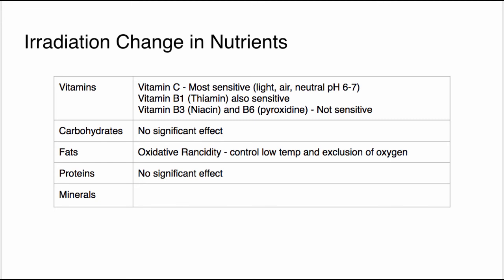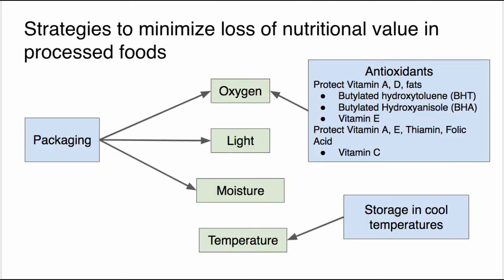So that ends our review of the different processing techniques and their effect on nutrients. Next I want to go over some of the strategies that are in place to minimize the nutritional losses in processed food. There are many different factors at play: oxygen, light, moisture, and temperature. Exposure to all of these things can reduce nutritional value. When we are smart about our packaging, we can reduce oxygen, light, and moisture, and therefore preserve more nutrients.